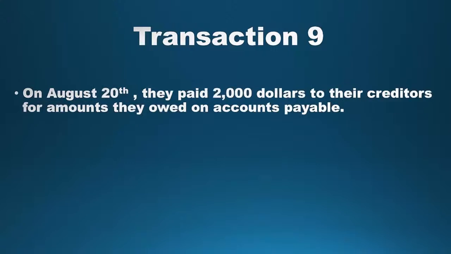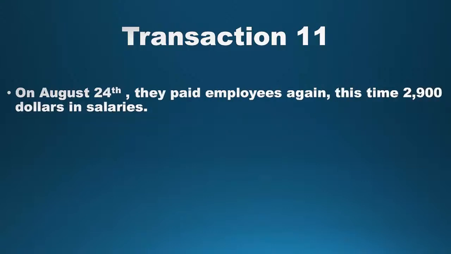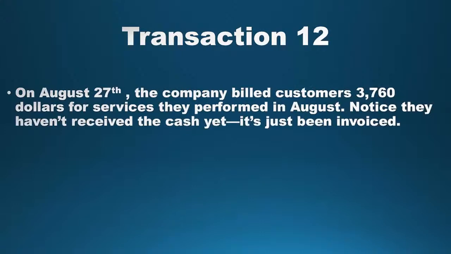9. On August 20th, they paid $2,000 to their creditors for amounts they owed on accounts payable. 10. On August 22nd, the company purchased $800 worth of supplies on account. That means they didn't pay cash right away. They'll owe this money in the future. 11. On August 24th, they paid employees again, this time $2,900 in salaries.